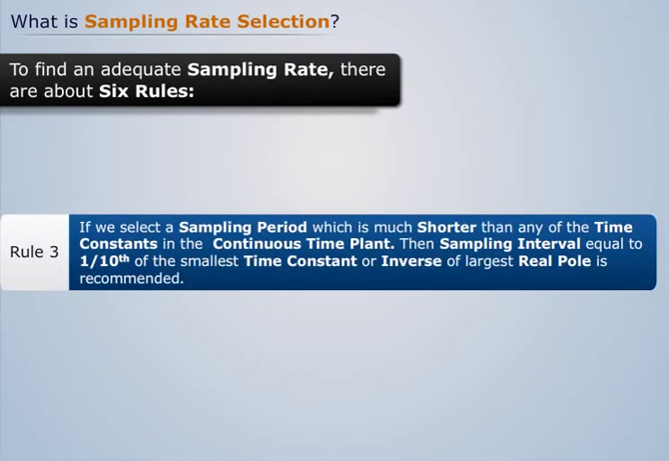A rule of thumb says that if we select a sampling period which is much shorter than any of the time constants in the continuous time plant, then sampling interval equals to 1/10 of the smallest time constant or inverse of largest real pole is recommended.